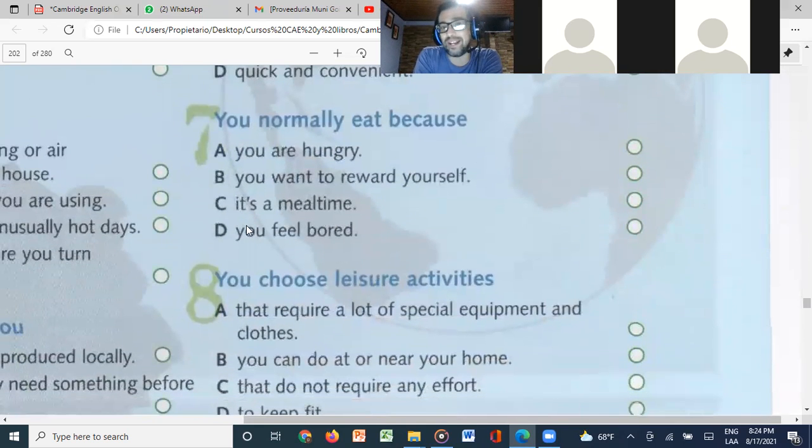David, number 7. You normally eat because you're hungry, you want to reward yourself, it's a meal time, or you feel bored. I think that I love eating. But I chose the A. Just because you're hungry, that's it. Okay. Marielos, what about you?